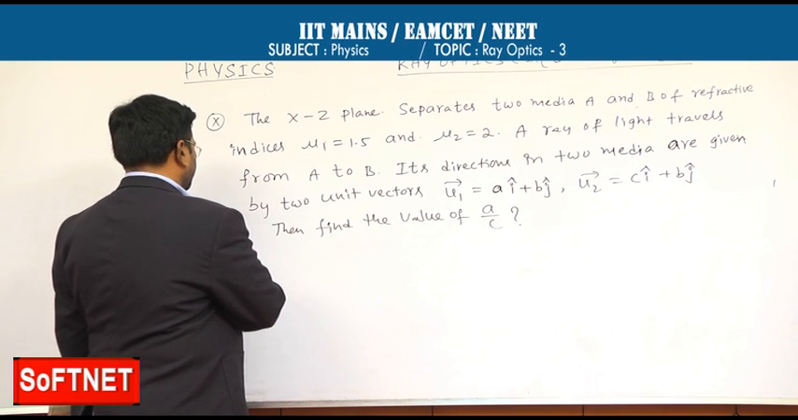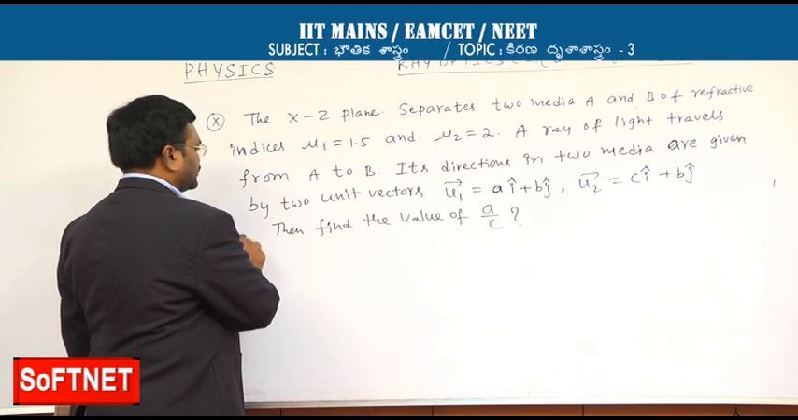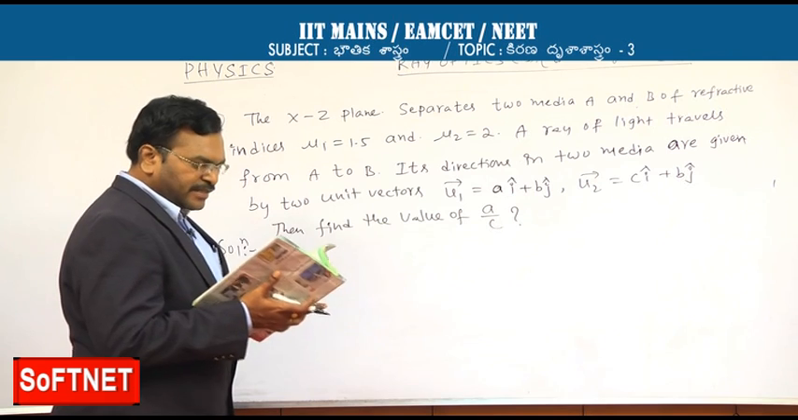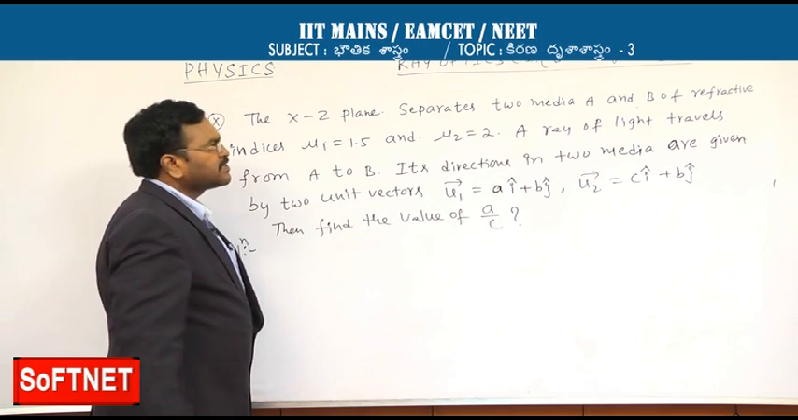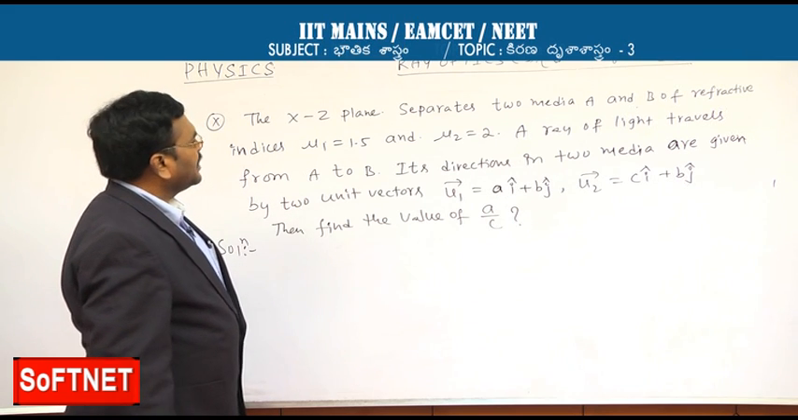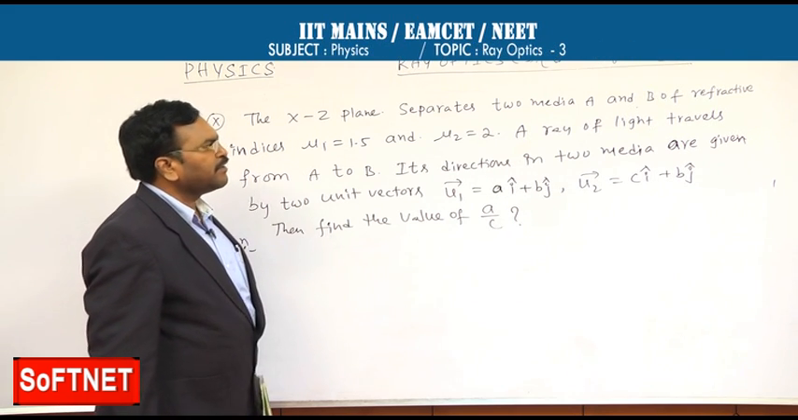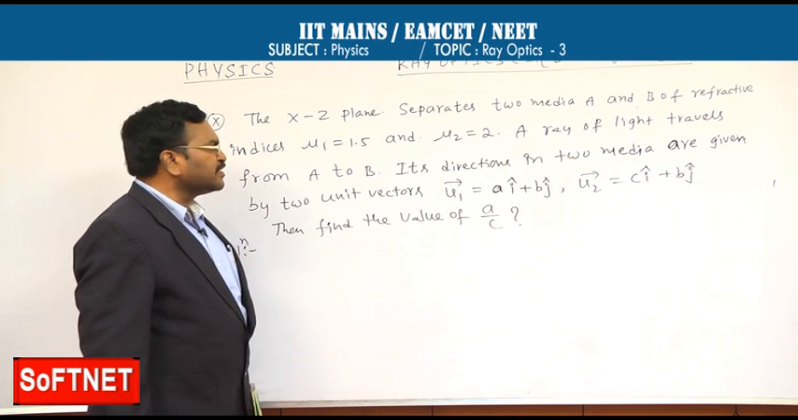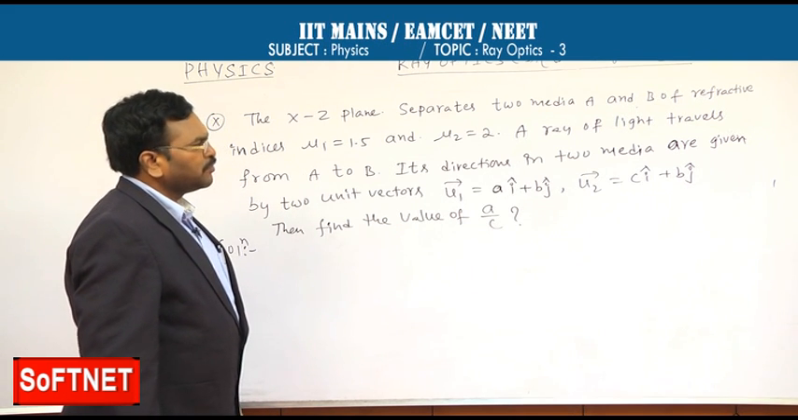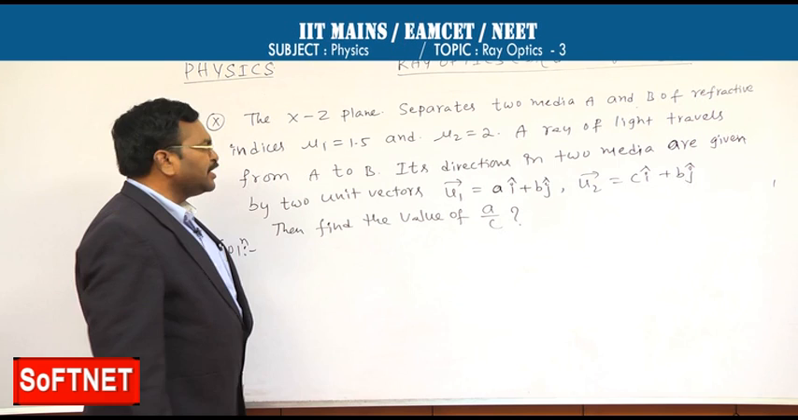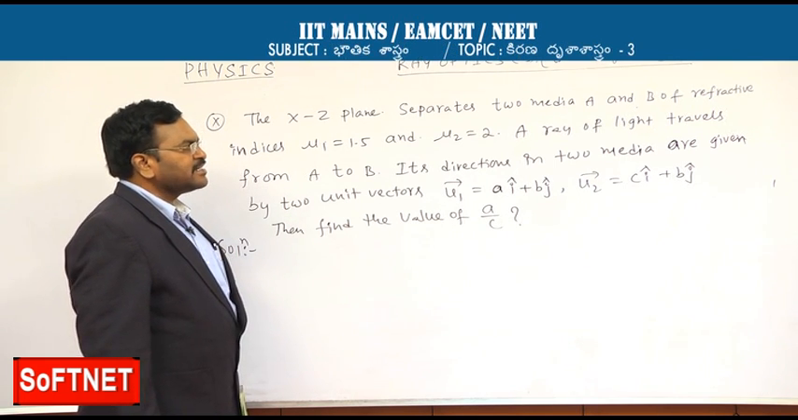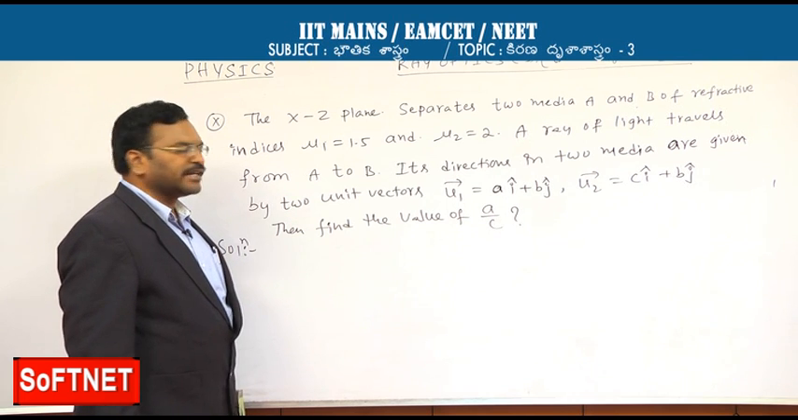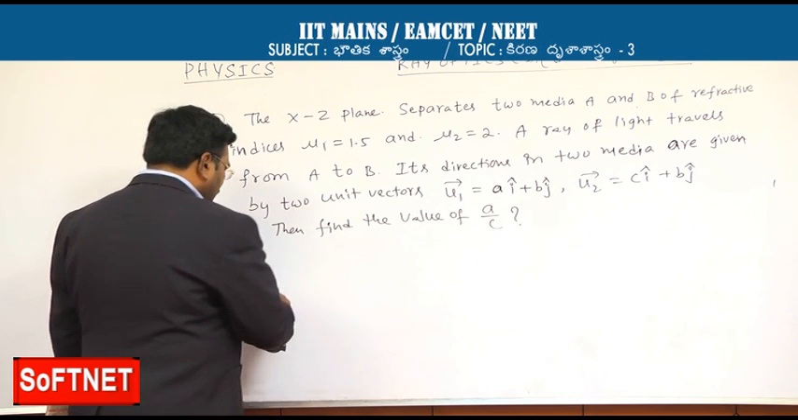The XZ plane. First of all, understand the question. What is given here? The XZ plane separates two media A and B of refractive indices mu1 equal to 1.5 and mu2 equal to 2. A ray of light travels from A to B. Its directions in the two media are given by two unit vectors.